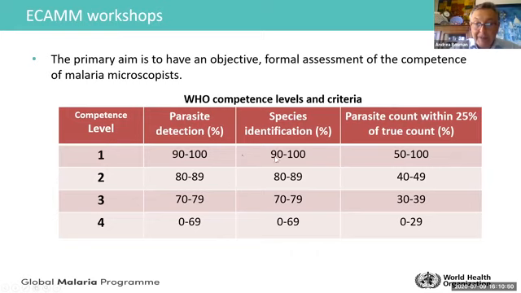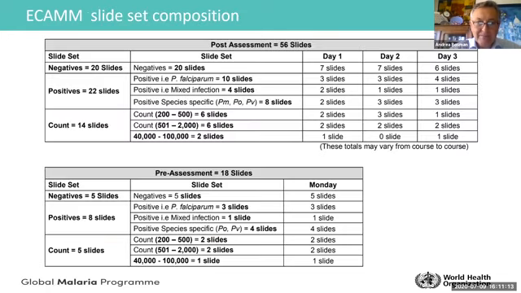And according to their capacity to correctly detect a certain number of slides, they are put in 4 different levels of competence. So level 1 is really high level, and level 4, basically they need retraining. Basically, major problems have been identified. And the way it works is they are exposed to a series of slides on different days, and they need to be able to recognize positivity, species, and parasite densities.